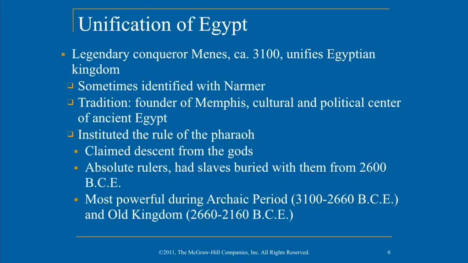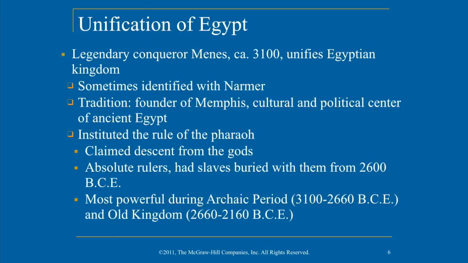Through this process of overseeing the unification of Egypt, he institutes the rule of the pharaoh. Now, the pharaoh is what we would understand as a king or the head ruler. He claimed direct descent from the gods, that he was a son of God, and he was an absolute ruler, meaning he had absolute power, like we talked about in some of the other cultures we've looked at. They were so absolute that they believed that they would need to even be taken care of in the afterlife. So what's the best way to make sure you're taken care of in the afterlife? Is having your slaves buried with you. When you die, all your slaves are locked into your burial chamber with you. And this tradition began around 2600 BCE.